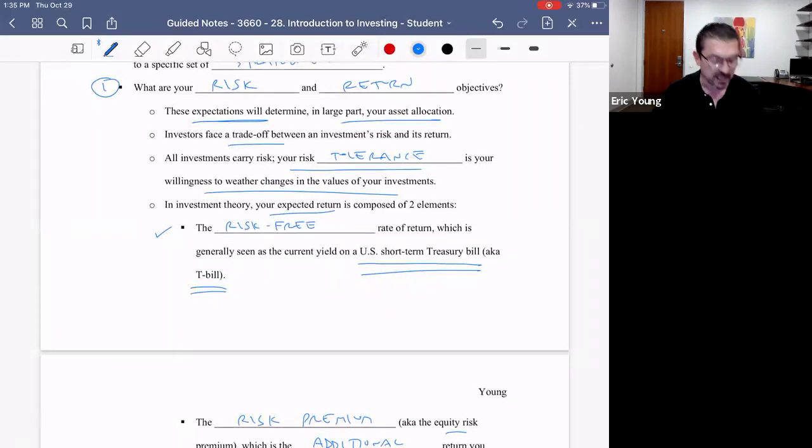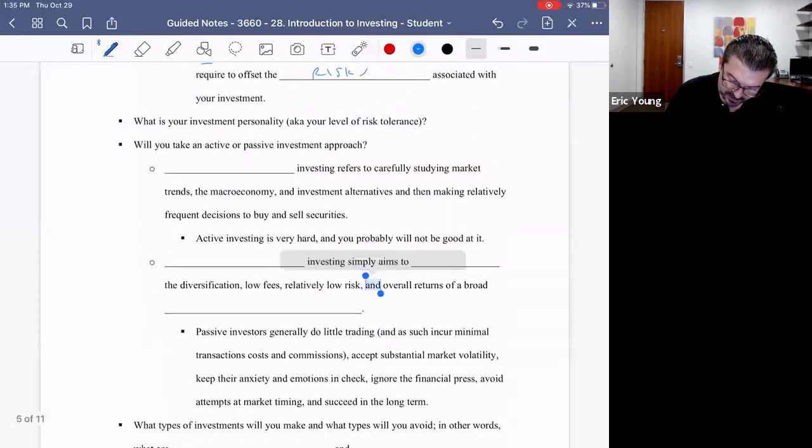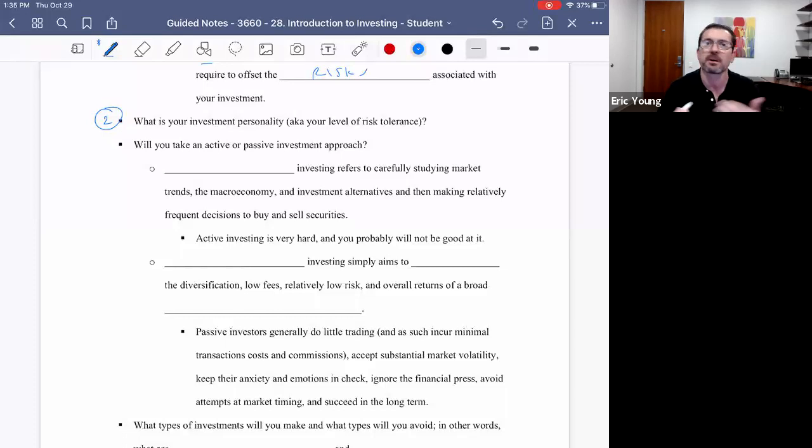So anyway, you have one first question. What are your risk and return objectives? And what is your risk tolerance? That's your second question. What is your investment personality? It's really important here that you're honest with yourself. If you're risk averse, if you're more conservative, if you have a very, very high aversion to loss, there's nothing wrong with that. That's part of who you are. But acknowledge it, accept it, embrace it, and critically factor it into your investment plan.